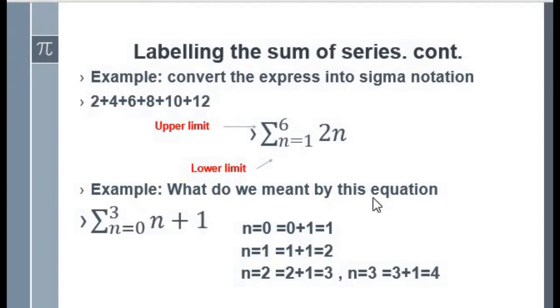So let's see another example. In this example we need to find the values by plugging in the values of n from 0 to 3. If you insert the value n equal to 0 in this equation, you will get 1. If you put the values n equal to 1, 2, and 3, definitely we'll get 2, 3, and 4.